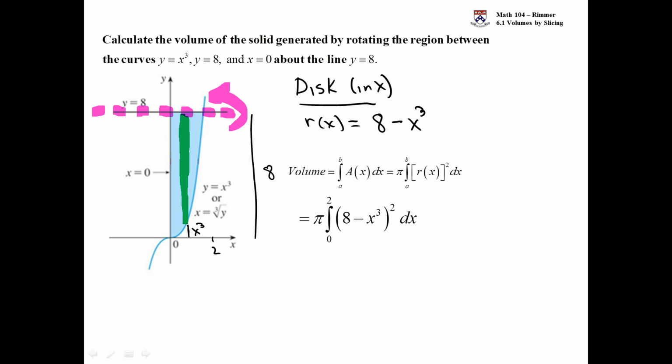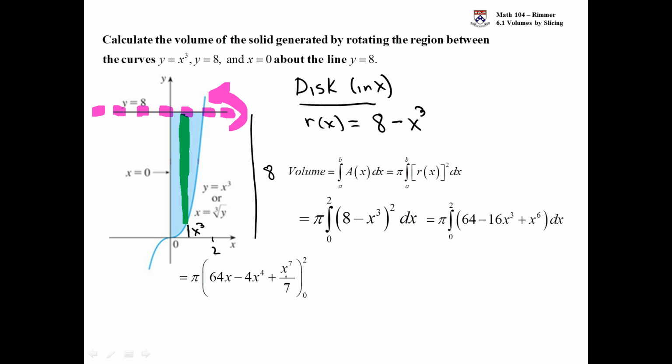There's no way to integrate this in the standard form that it's in, and so we must square everything out. So when we square out, we get 64 minus 16x cubed plus x to the 6th. And it's just a polynomial integration, and so we'll get 64x. Now for the next term we'll get x to the 4th over 4, and that 4 can cancel the 16, and it becomes 4x to the fourth, and a negative there. And then we get x to the 7th over 7. It's just our job to put a 2 in and put a 0 in, following the fundamental theorem of calculus.